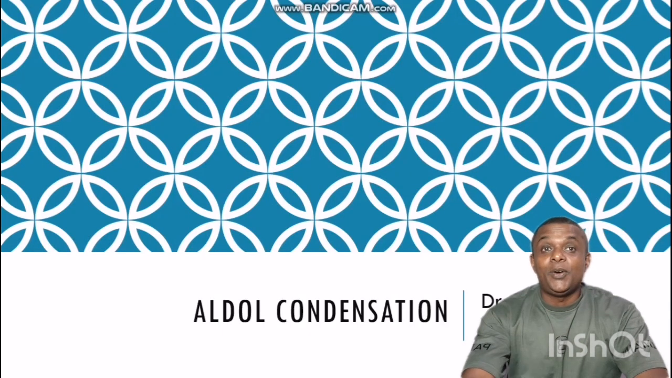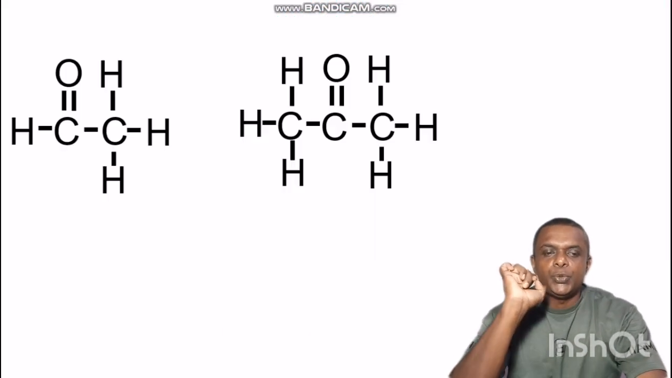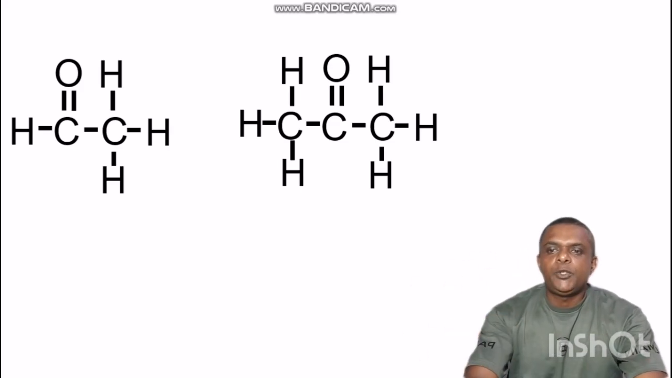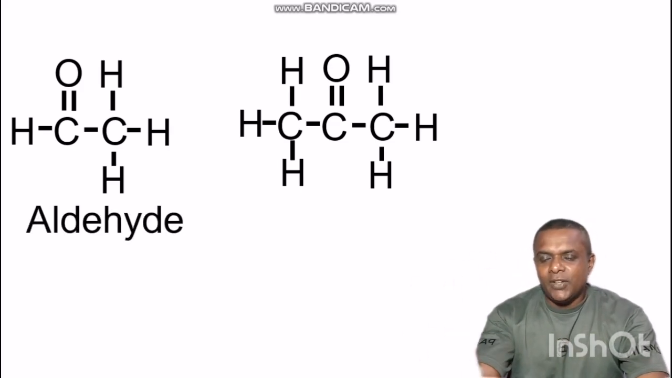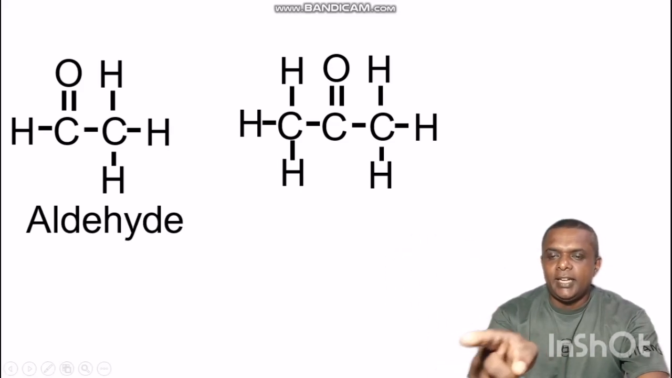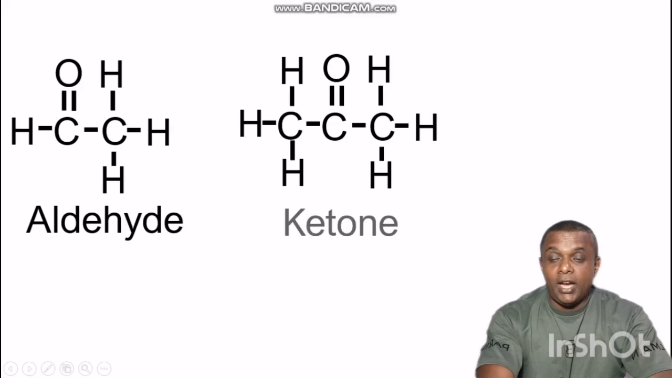Aldol condensation happens to carbonyl compounds. There are two types of carbonyl compounds. First, on the left hand side, we have an aldehyde. In this carbon, the carbonyl carbon, it should have a hydrogen. If it has a hydrogen, this is an aldehyde.